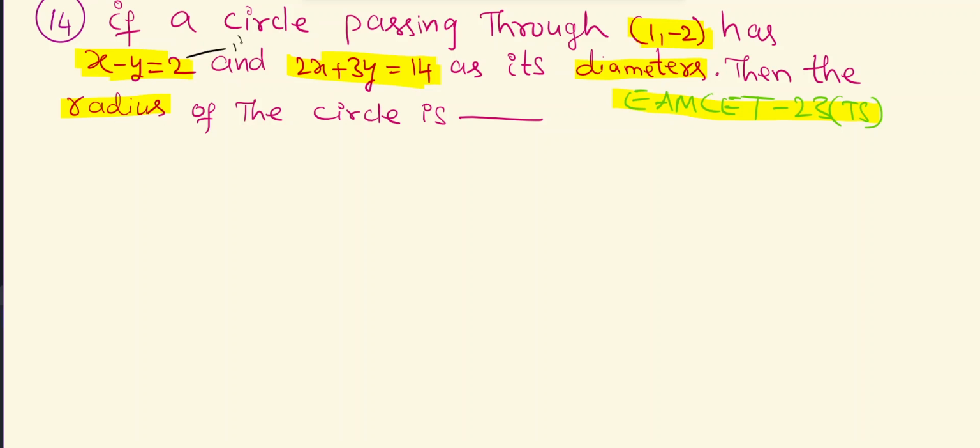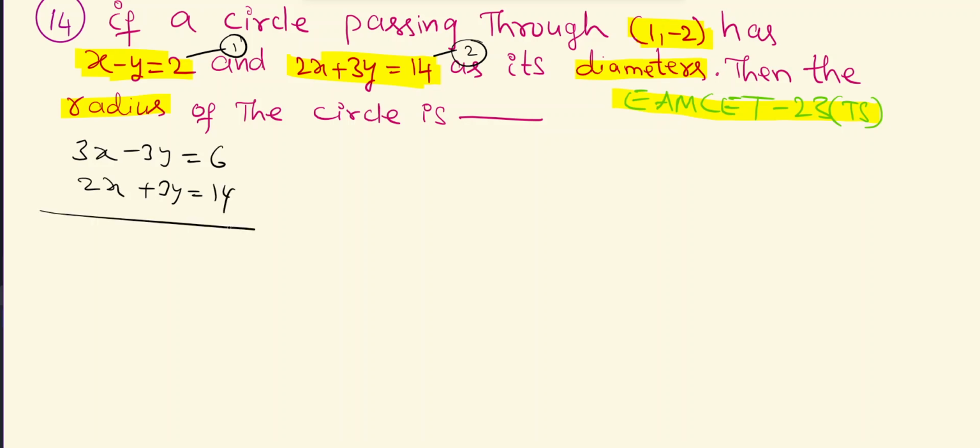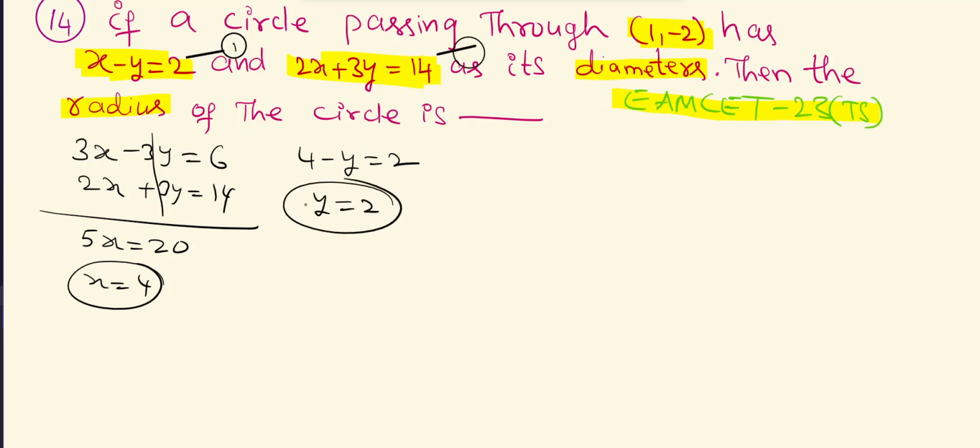This is first equation and this is second equation. First equation multiplying by 3, that is 3x minus 3y is equal to 6. Second equation is 2x plus 3y is equal to 14. Add these two equations, 3y cancels. This is 5x is equal to 20, x is equal to 4. Substituting x is equal to 4 in the first equation, 4 minus y is equal to 2. From this y is equal to 2. Therefore, the center of the circle is (4, 2).